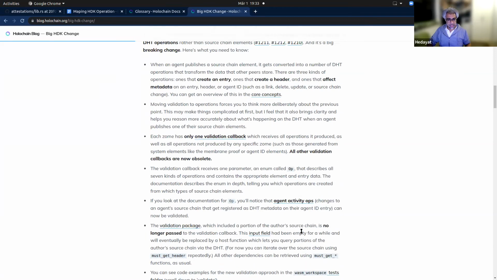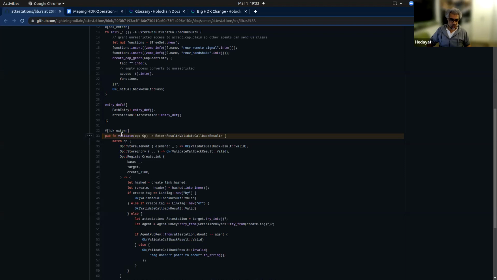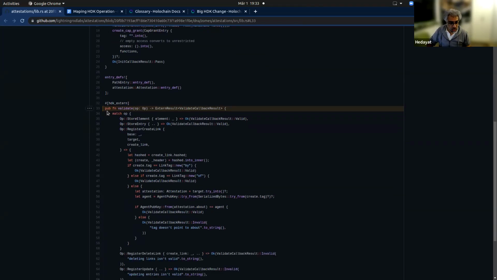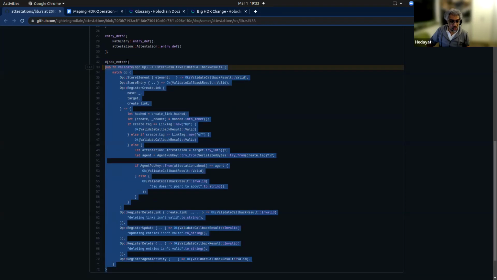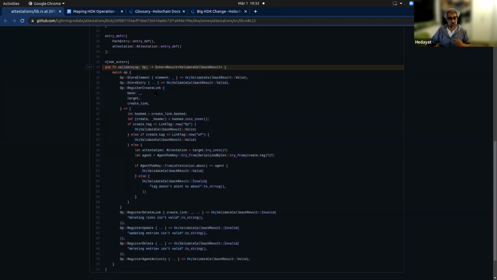Generally, right now, validation is based on operations. It is different from the previous way of validation, and we are going to go into the detail. What does it mean? In a really quick overview, the validation is sending you an operation.